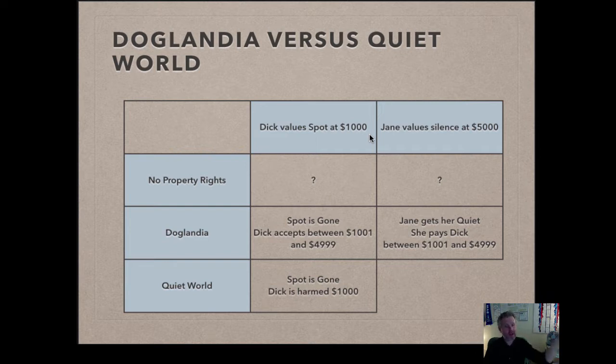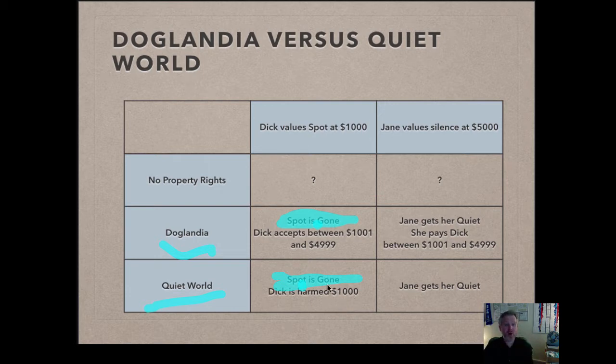He's got to get rid of it." And they come and they take away Spot because he is loud and violating her quiet. All right. Jane gets her quiet. Notice, in terms of the thing that they had the disagreement about, the outcome is the same. It doesn't matter who we give the property right to. The outcome in terms of the thing over which they're disagreeing is the same.